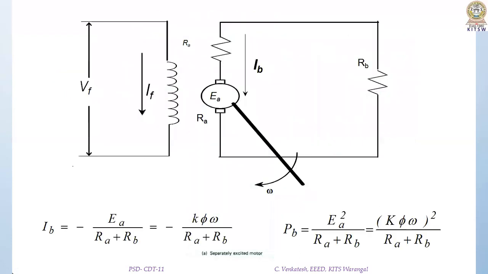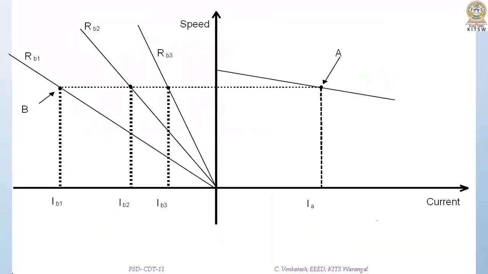External resistance is connected now. What will be the armature current during dynamic braking operation? Let me call it IB. This IB is reversed to the direction of IA, and hence IB is equal to minus EA divided by RA plus RB, or minus K phi omega divided by RA plus RB. So the power developed is EA square divided by RA plus RB, or K phi omega whole square divided by RA plus RB.